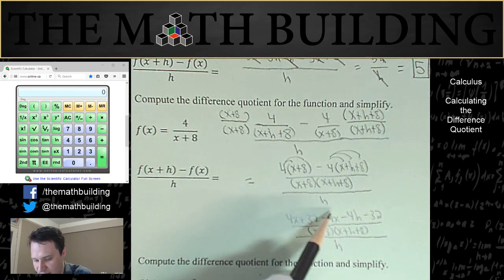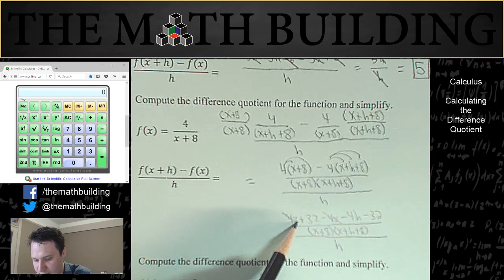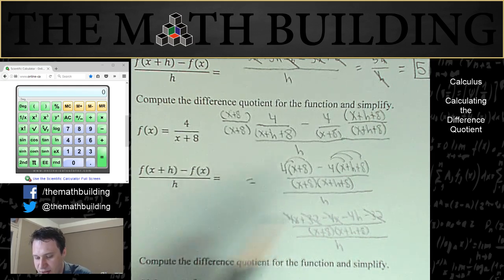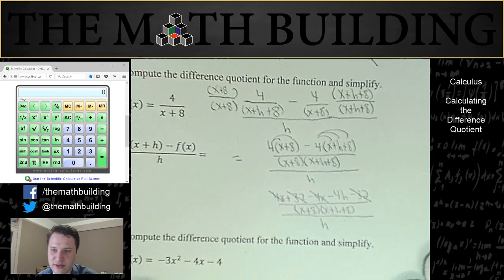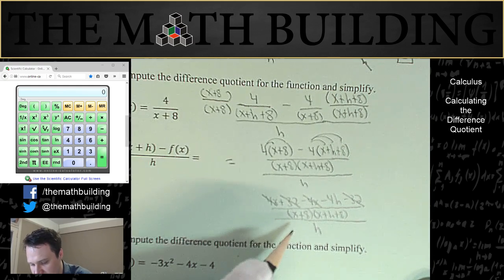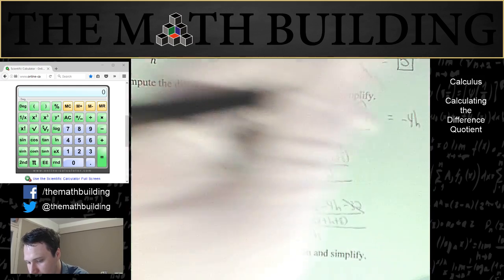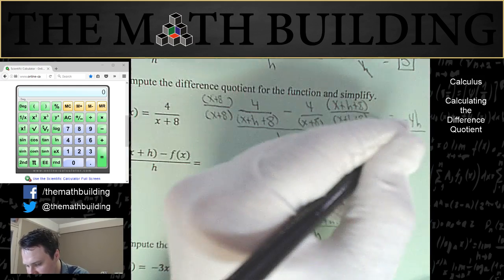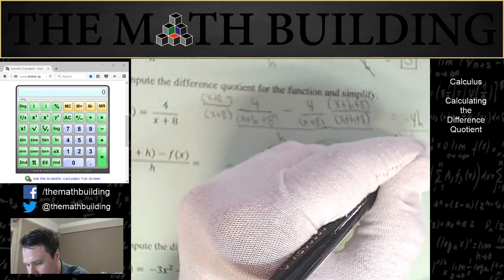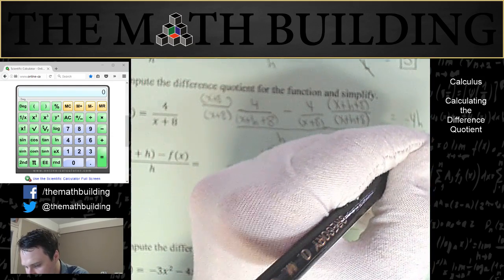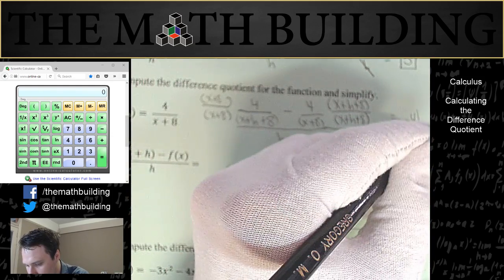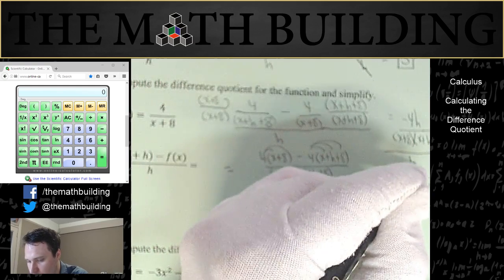Okay, and look, some stuff cancels. We got the negative 4x canceling with the 4x, and we got the negative 32 canceling with the 32. So let's simplify that a little bit more. It looks like we have negative 4h divided by all of this stuff: x plus 8 times x plus h plus 8, all over h.